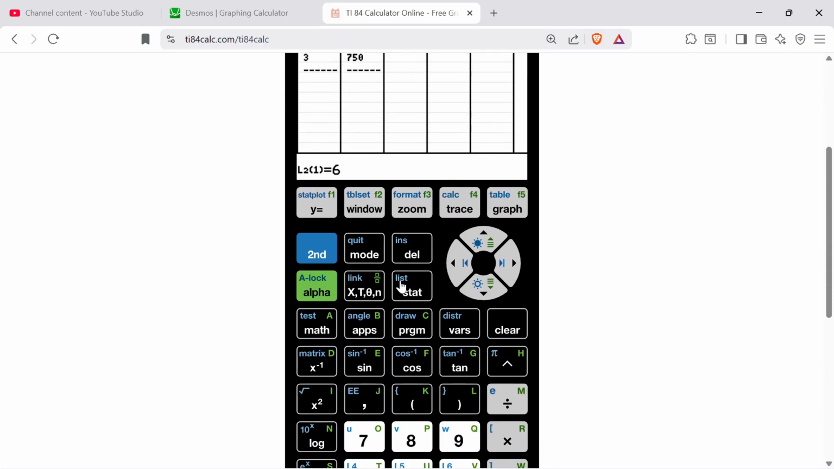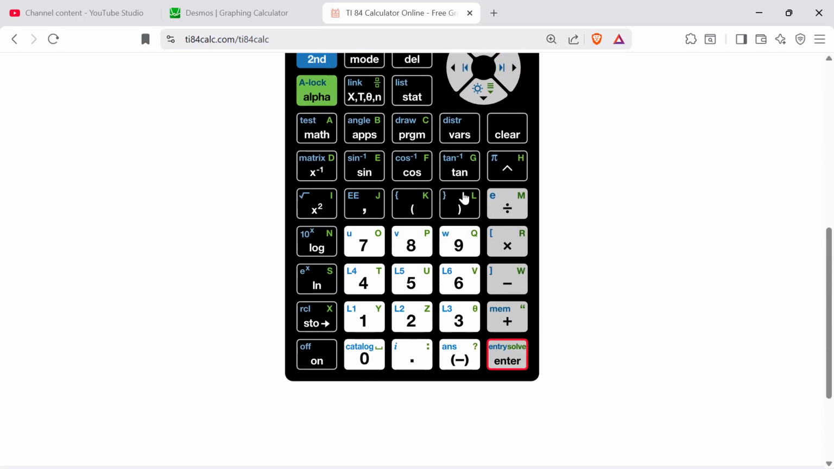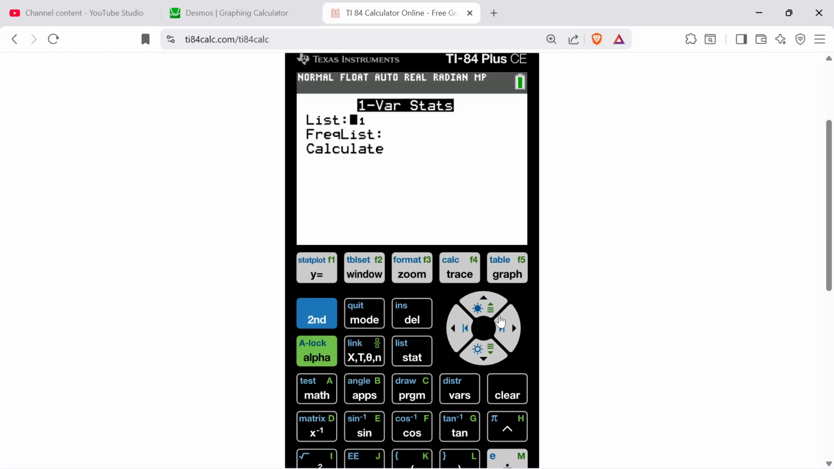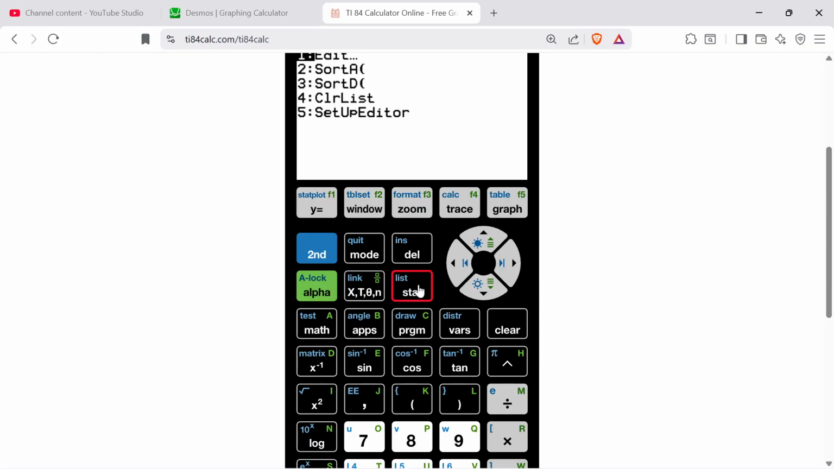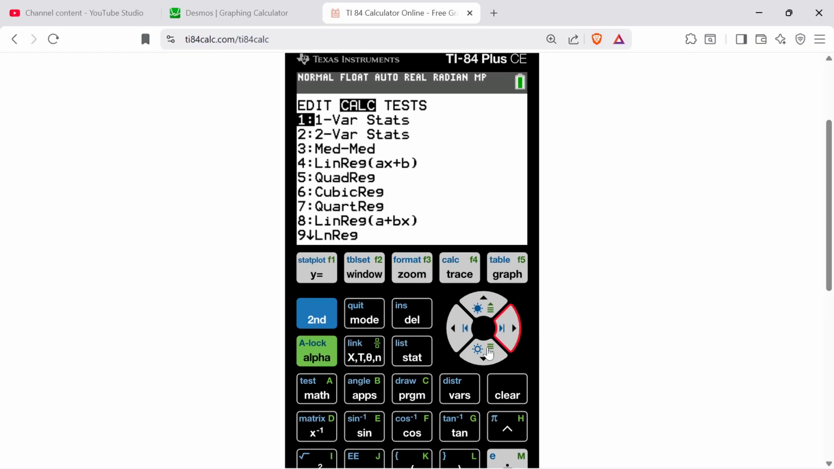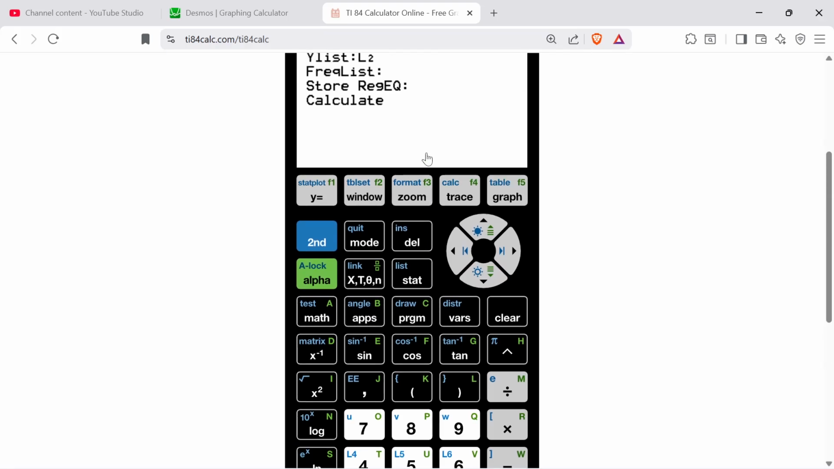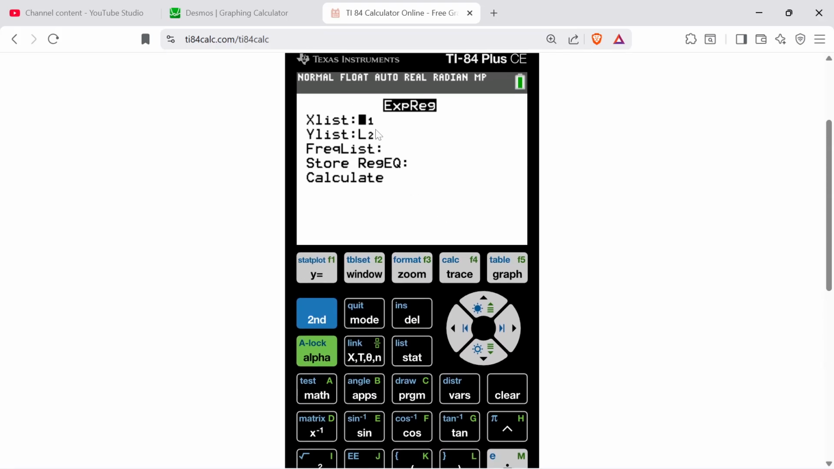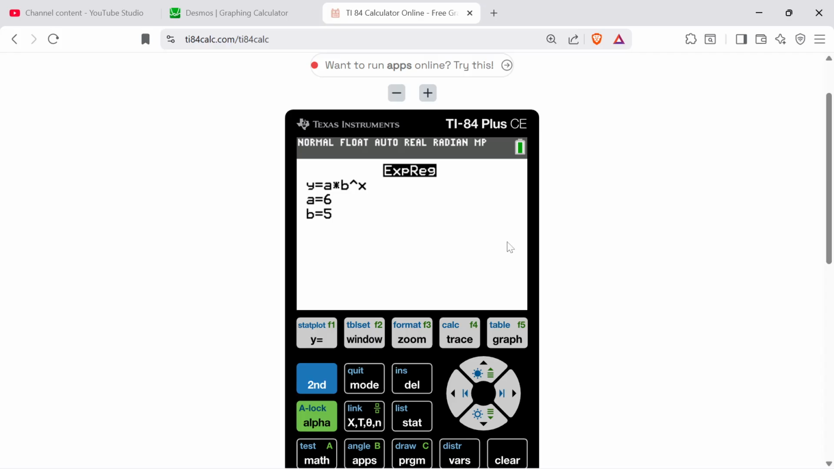Then I'm going to press Stat again. I'm going to arrow over to Calc, hit Enter. Whoops. What did I do wrong there? Stat, and I'm going to go over to Calc, and then I've got to scroll down to Exponential Regression. It's item number 10. Then I'll hit Enter. And my X list is L1. The L1 variables were the X's. The L2 variables were the Y's. And then down to Calculate, Enter, and I get A is 6 and B is 5.